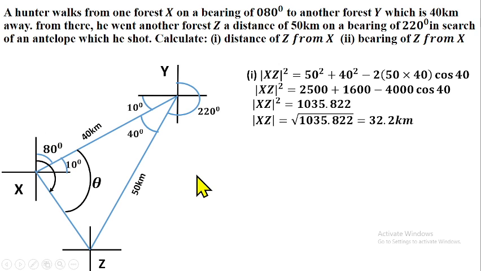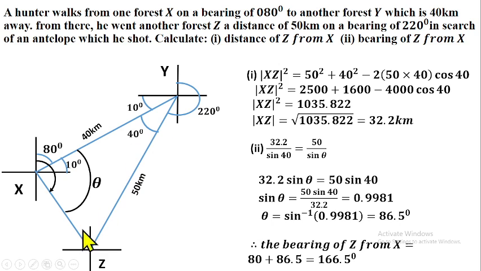So sine rule, that will give us this side, which is 32.2 over sine 40, which is a pair. If you understand how to use sine rule, you understand what I'm trying to say. Equals the side opposite the angle you are looking for, which is 50 over sine of theta. Cross multiply: 32.2 sine theta equals 50 times sine 40. Divide both sides by 32.2, we have 0.9981. Find sine inverse, it gives us theta to be 86.5 degrees.